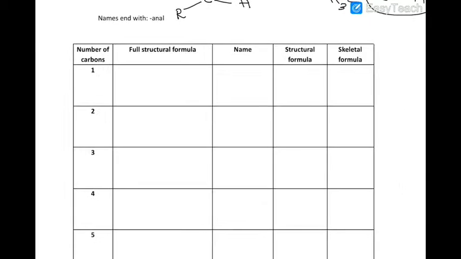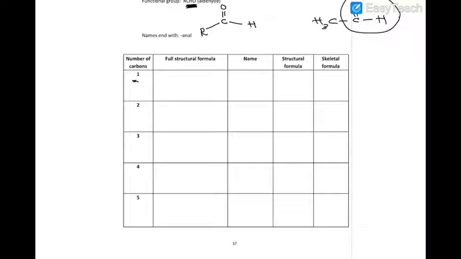So let's see aldehydes with one carbon. With one carbon, you'll have only COH, and then this is going to be an H because we can't have another carbon. This is going to be called methanal. All aldehydes end with -anal. So methanal, structural formula HCHO. You see the CHO here? And the skeletal formula, I have only one carbon, so only one dot, and this is bonded to a double bond O. In skeletal formula, we don't show H. So you can just have it like this.